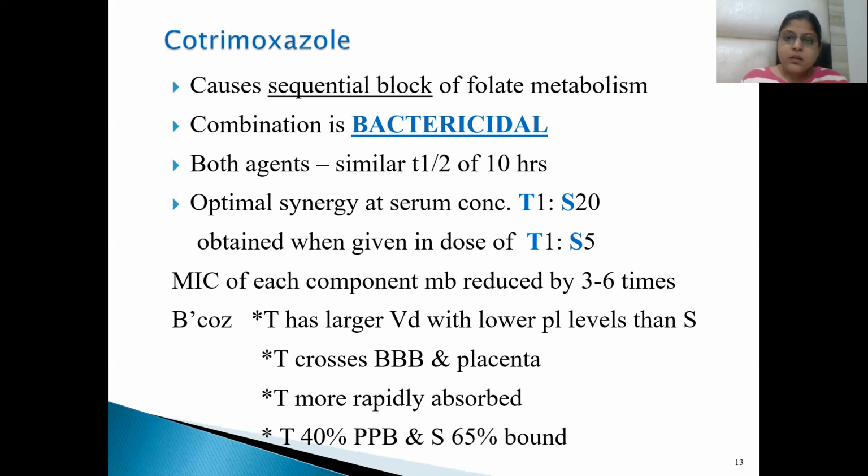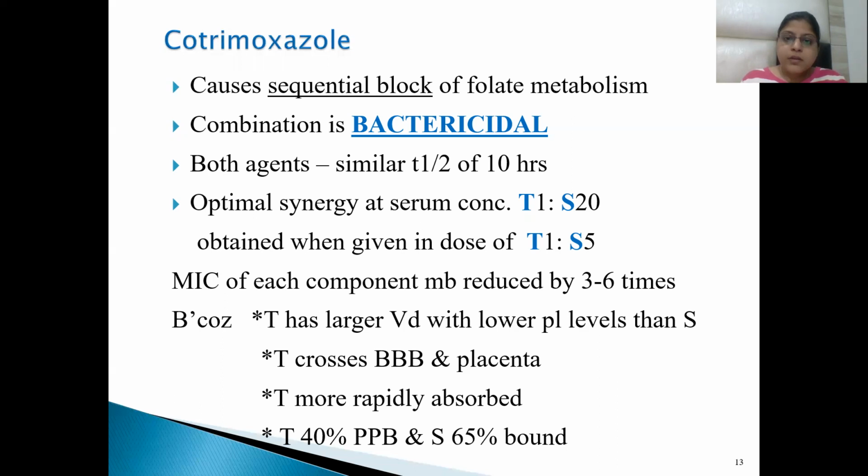5:1. Firstly, it was given in the concentration of 1:20, meaning 1 trimethoprim and 20 sulfamethoxazole. But in the blood, it reaches the concentration of 1:80 because of different pharmacokinetics of the two drugs. But now we give the drugs in 1:5 as the dose. So once it reaches the blood, it turns into 1:20, trimethoprim 1 and 20 sulfamethoxazole.